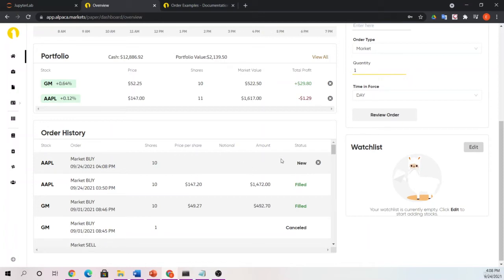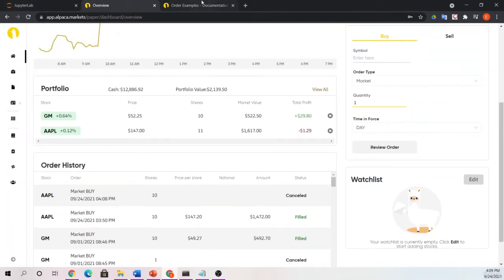To cancel on Alpaca, if you want to cancel, you can click this X. We're going to learn how to cancel orders later, but if you want to cancel that so it doesn't interfere with anything or mess with you, you can click that, click cancel order, and it will cancel that.